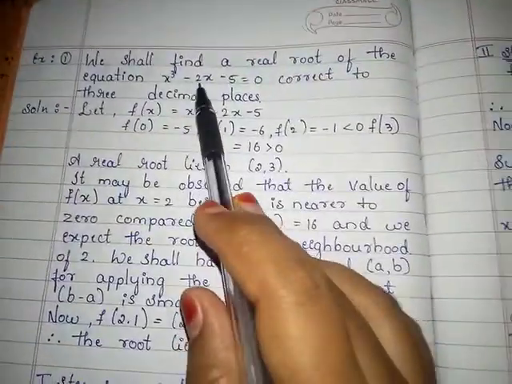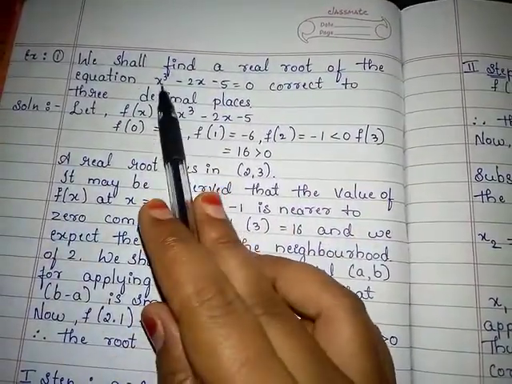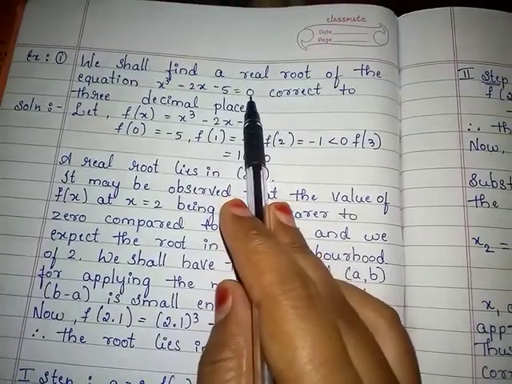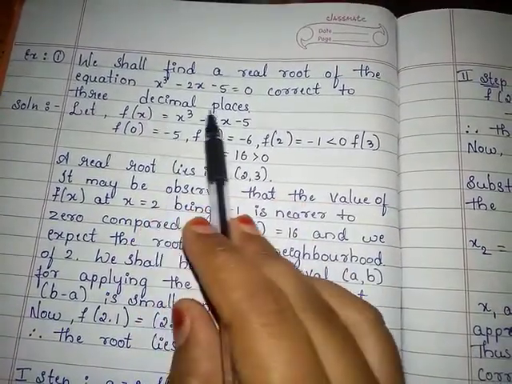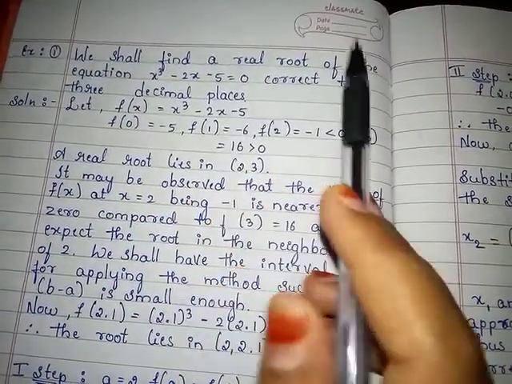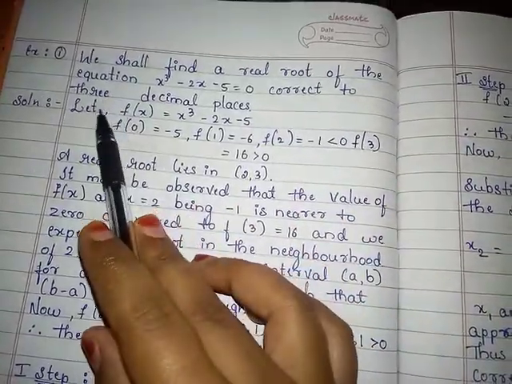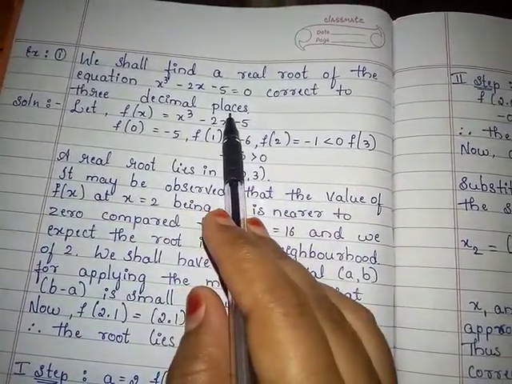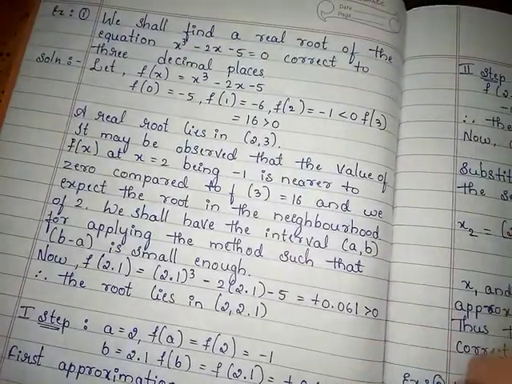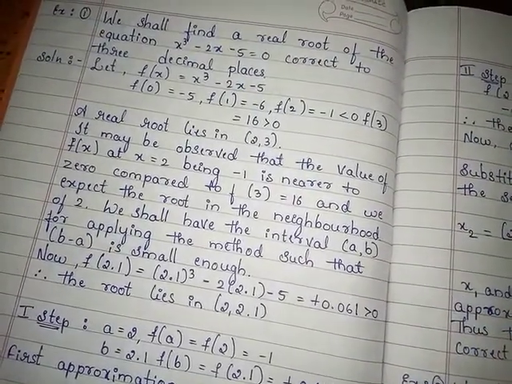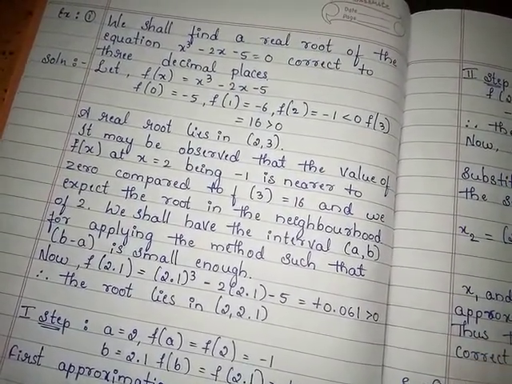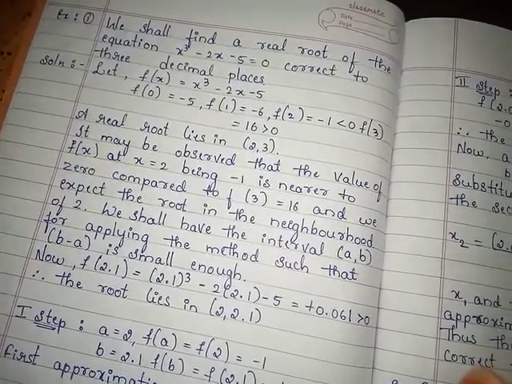Example: find a real root of the equation x cube minus 2x minus 5 is equal to 0, correct to 3 decimal places. You people already know the meaning of correct to 3 decimal places. It means after the decimal point we have to take at least 3 numbers. Not at least, exactly 3 numbers.